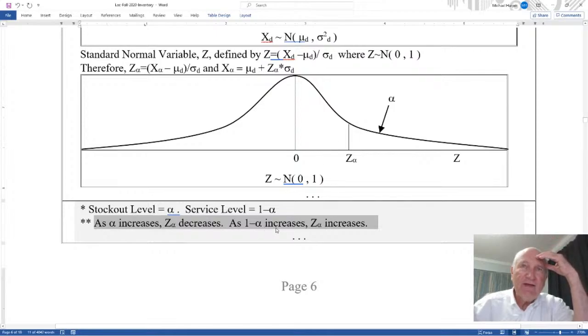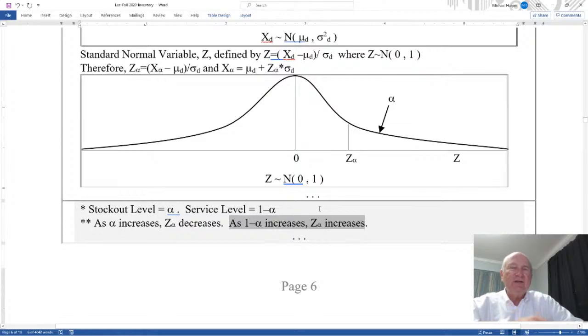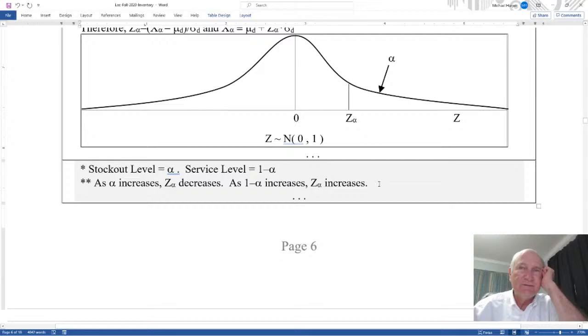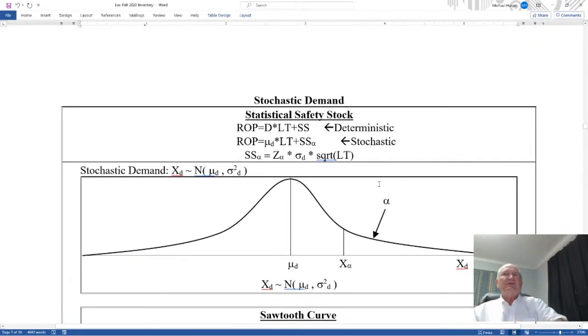As 1 minus alpha increases, z of alpha increases. So the stockout level is inversely related to the z value. The service level is directly related to the z value, because we'll be seeing the z value in these equations below. So remember that. The service level is directly related to the value of z, and that will be used as interpretation of inventory policies.